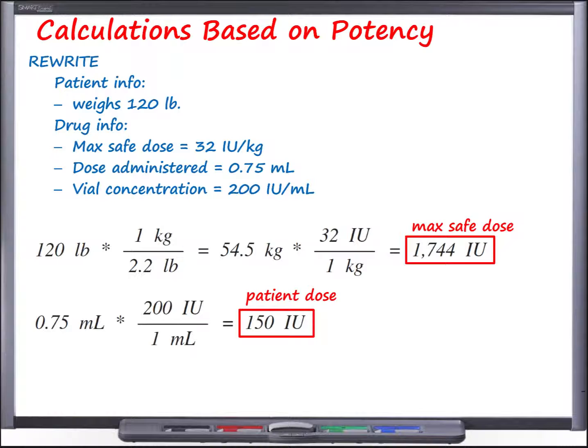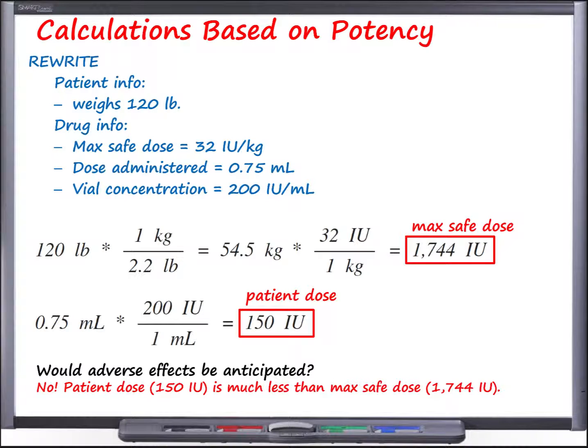So now we can answer the question. And the question was, would adverse effects be anticipated? And the answer is no, because the patient dose of 150 international units is actually much less than the maximum safe dose, which we calculated to be 1744 international units. So we're well below that amount, so at this dose we wouldn't expect any additional adverse effects. And that's the answer to that question.